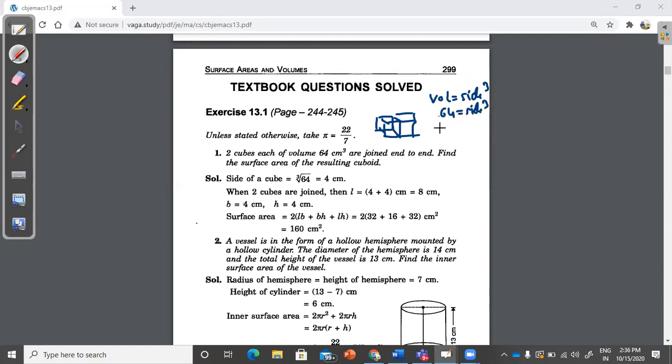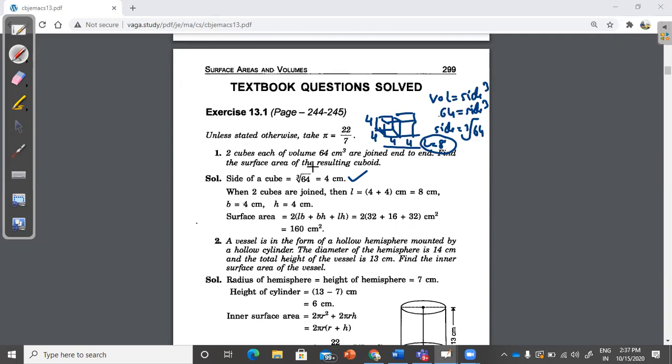So what is the side? Side will be cube root of 64. And what is cube root of 64? That is 4, right? Once we get the side, now we know that two cubes are joined end to end. So this is 4, this will also be 4. So the total length of the cuboid is going to be 4 plus 4, that is 8. Nothing happens to the breadth, that will remain the same, 4. And height will also remain 4. So when two cubes are joined, only the length is going to increase and length will become 8. Breadth and height are going to remain 4 itself.